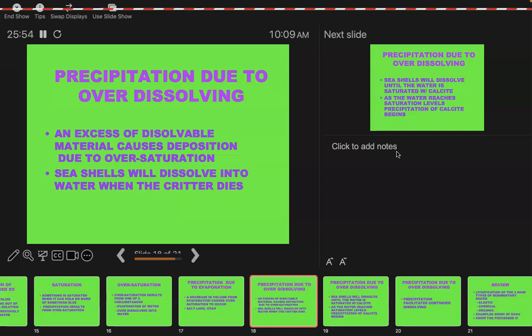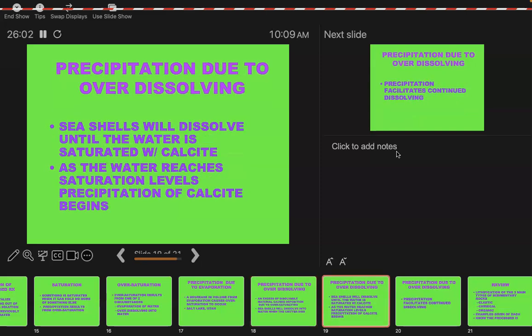Watching the pencils. The seashells will dissolve until the water is saturated with calcite. As the water reaches saturation levels, precipitation of calcite begins.